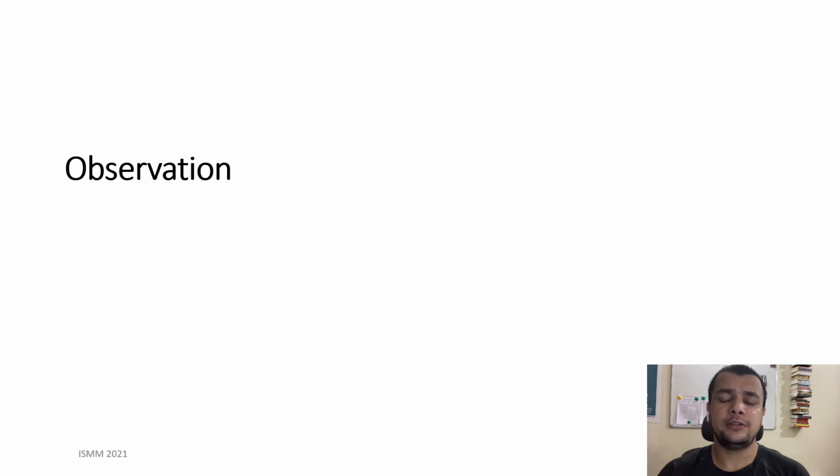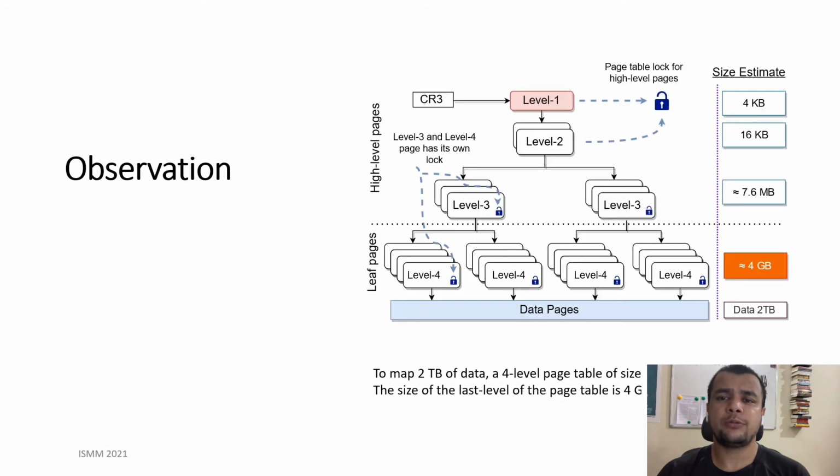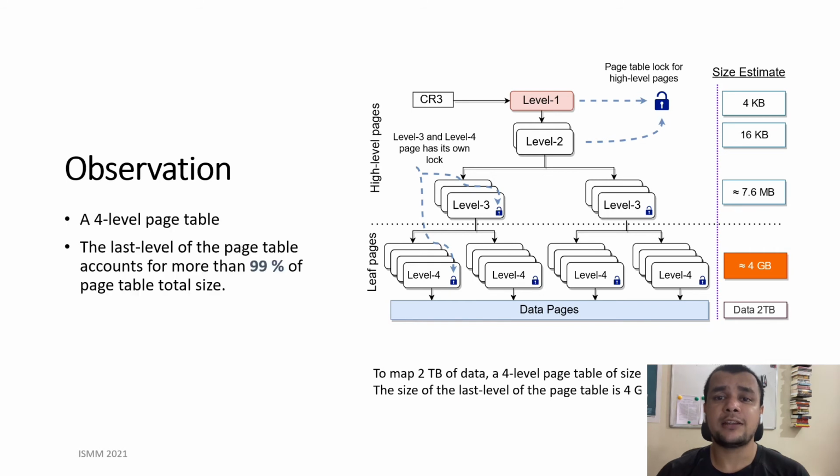As mentioned earlier, for 2 terabytes of data pages, we will typically need 4 gigabytes of page table pages, assuming we are using a 4-level page table. However, more than 99% of that 4 gigabytes is present in the last level, or the leaf level, of the page table. The high levels of the page table, that is the top three levels, only use around 7 megabytes.